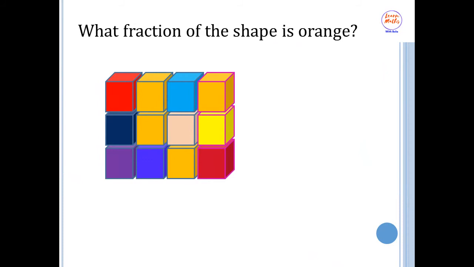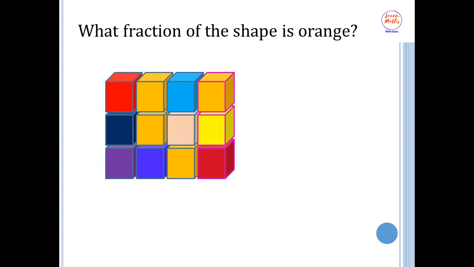What fraction of the shape is orange? This shape is a cuboid divided into how many parts? 1, 2, 3, 4, 5, 6, 7, 8, 9, 10, 11, 12. So you have a cuboid divided into 12 parts, and you can see that it's small cubes in one big cuboid. So what do you do? Count the number of orange colors. Good. Just count it. It is an exercise. Let's try.